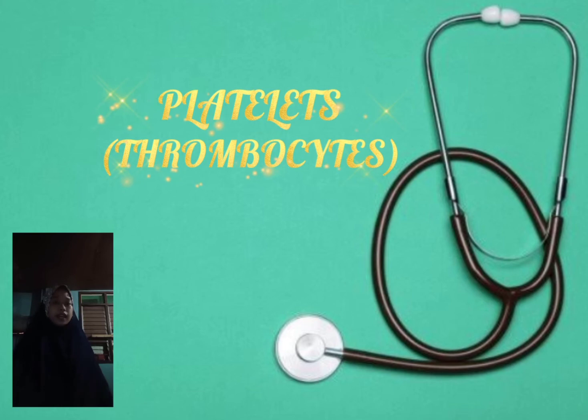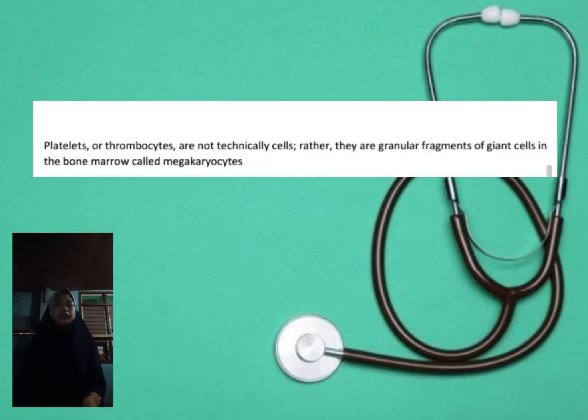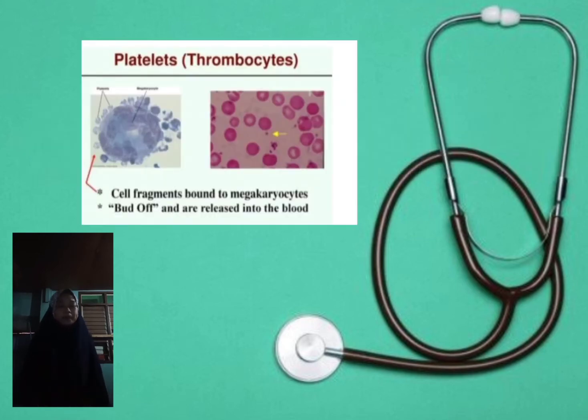And for the platelets, which are called the thrombocytes, they are technically not cells, rather they are fragments of giant cells in the bone marrow called megakaryocytes. The platelets or the thrombocytes are small colorless cell fragments in our body that form clots and stop bleeding. The platelets are made in our bone marrow, the sponge-like tissue inside our bones.